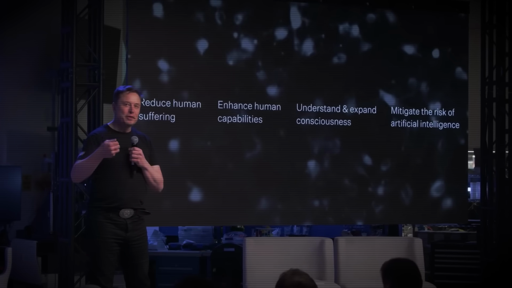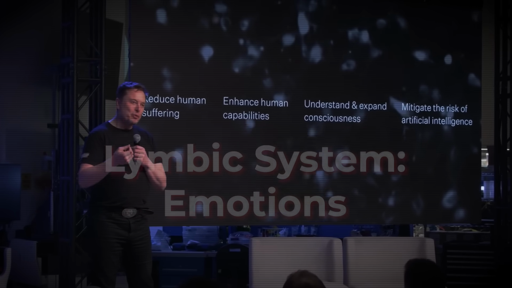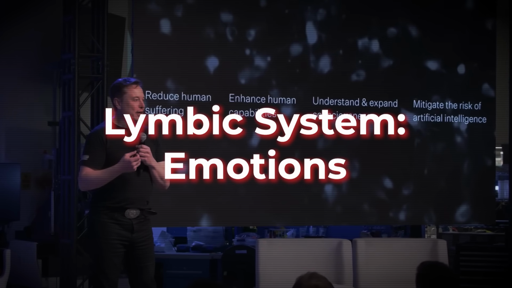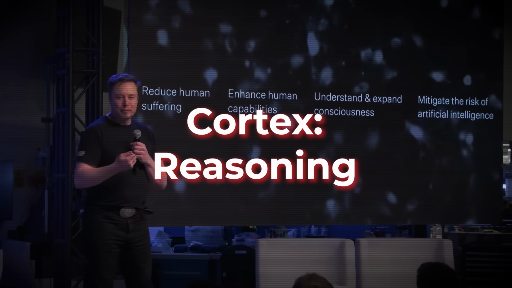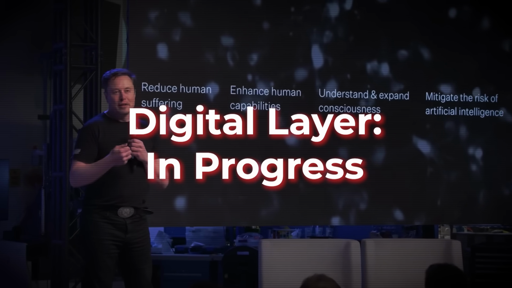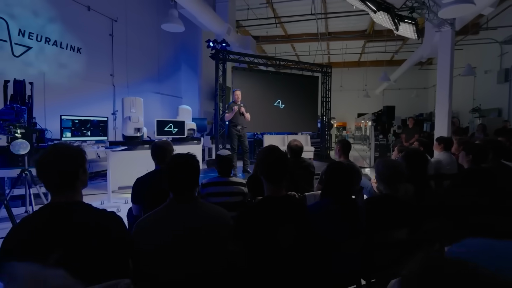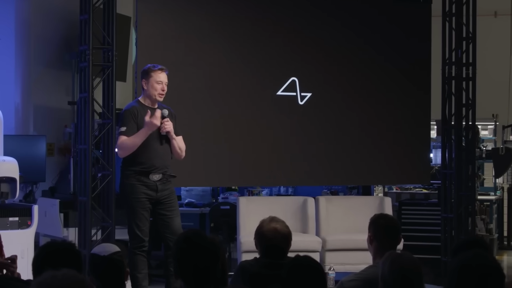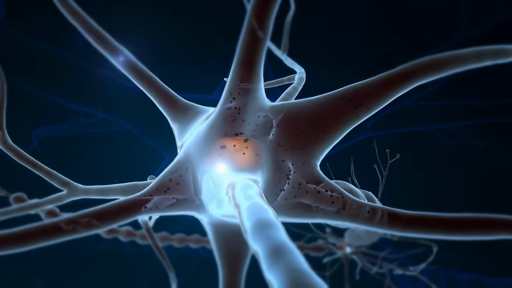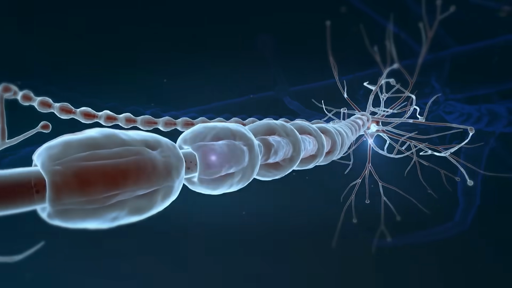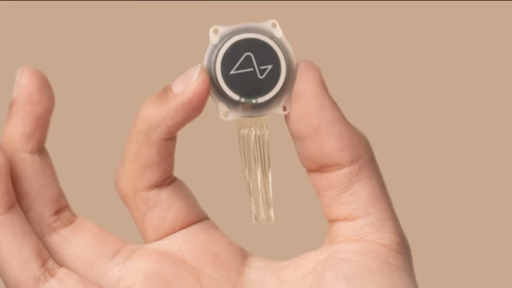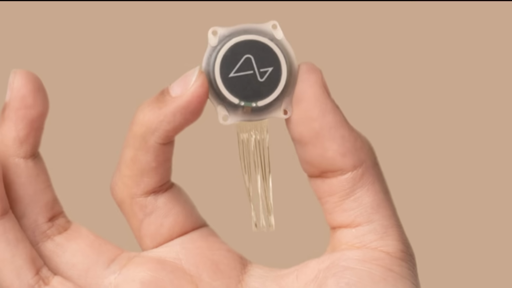Musk laid out what he called the three-layer model of the mind: the limbic system, where emotions live, the cortex, where reasoning happens, and the digital layer, which humans have only just begun to build. The real challenge, in his view, isn't building better machines, it's giving humans the bandwidth to keep up. He framed Neuralink as an answer to that, a way to close the input-output bottleneck between brain and device and to align the collective will of humanity with the tools they are creating.